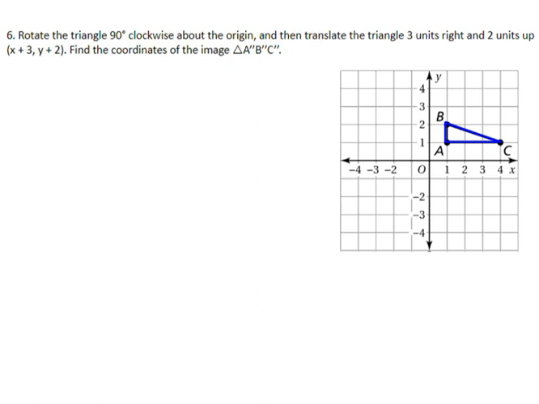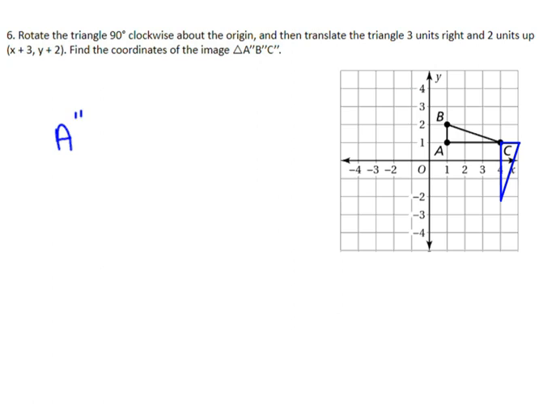All right, next up, I need to rotate the triangle 90 degrees clockwise around the origin. So just looking at the clockwise rotation, it would do this. When you rotate it around the origin, it would end up right there. Then I'm going to translate it 3 to the right and 2 units up. So I'm going to go 1, 2, 3, and then up 1, 2.